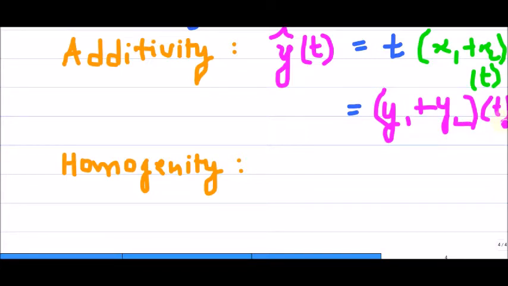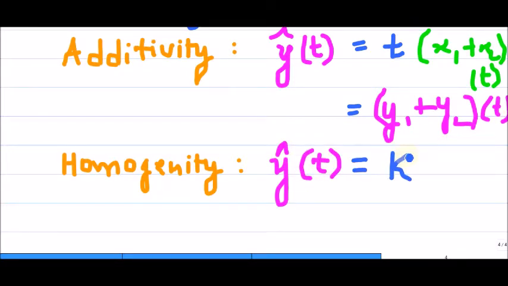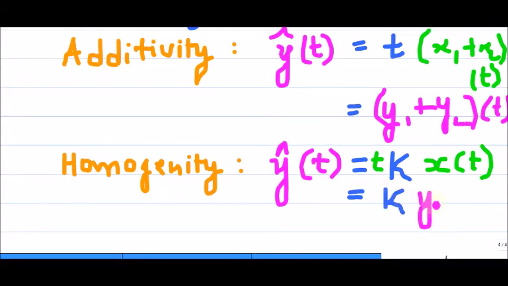We check for homogeneity here. Y hat of t is k times x of t times t, which is also equal to k times the output y of t. Hence, the system is also homogeneous.